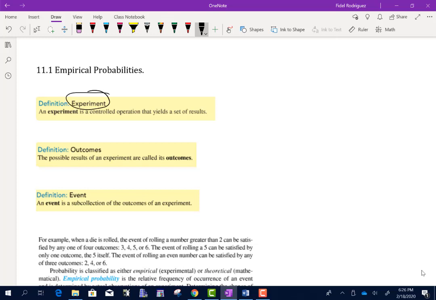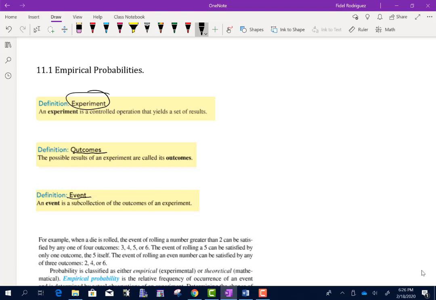It says an experiment is a controlled operation that yields a set of results. The possible results of an experiment are called the outcomes. And the event is a subcollection of the outcomes of an experiment.